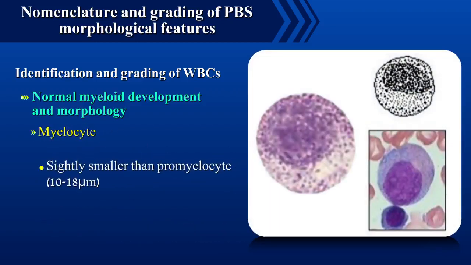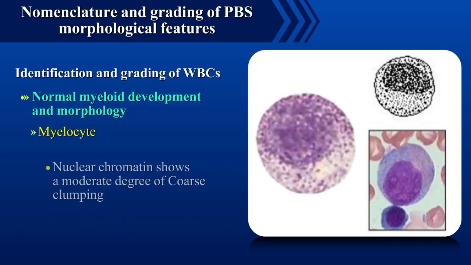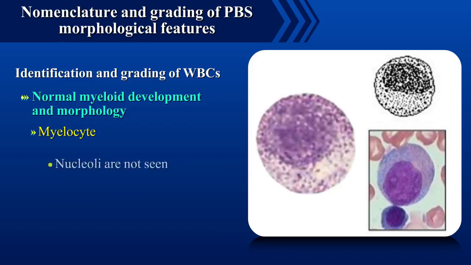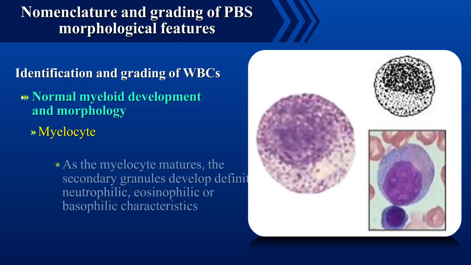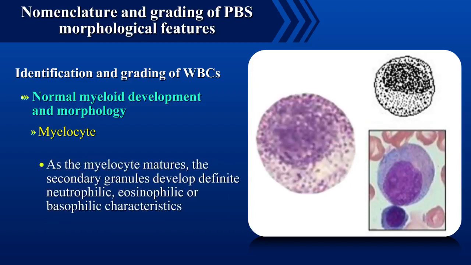Myelocyte is slightly smaller than promyelocyte with a diameter of approximately 10 to 18 microns with a round to oval nucleus which may be eccentrically placed. The nuclear chromatin shows a moderate degree of coarse clumping and nucleoli are not seen. There is a moderate amount of blue to pink cytoplasm which contains numerous red to violet granules. As the myelocyte matures, the secondary granules develop definite neutrophilic, eosinophilic or basophilic characteristics.